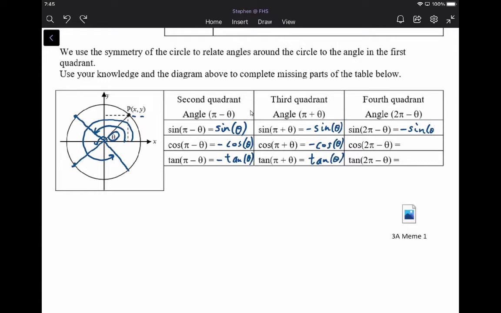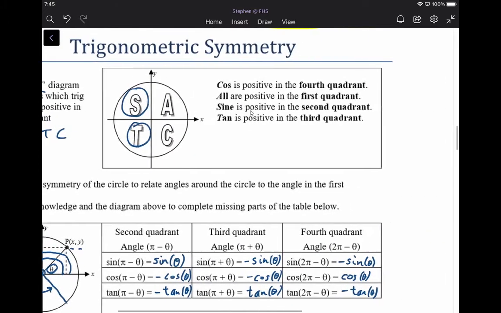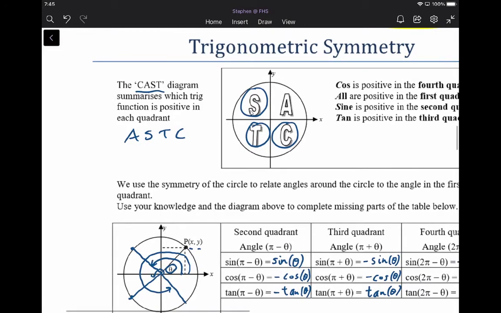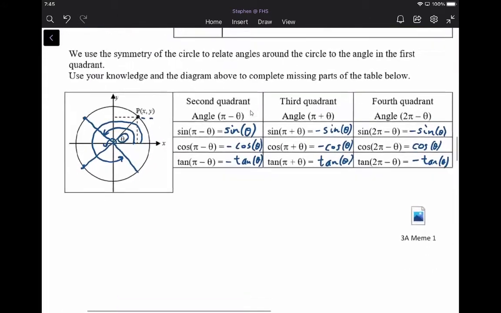Let's just fix that up a little bit. There we go. Cos is going to be positive, so we have cos of theta. And finally, tan is going to be negative as well. Right? So again, that is the exact same idea that is done from ASTC. And there we go. Cos is the only positive in the fourth quadrant.